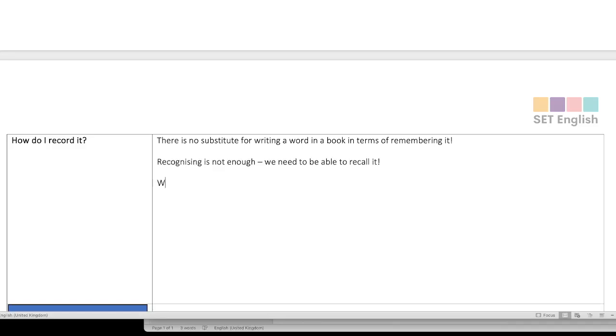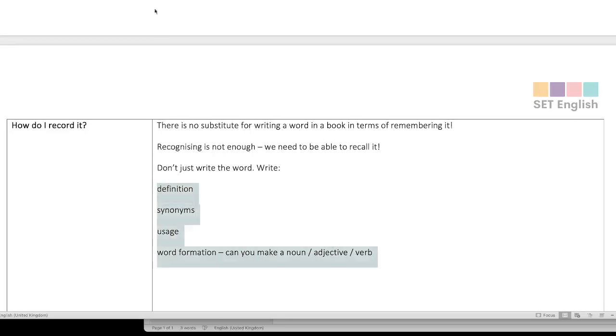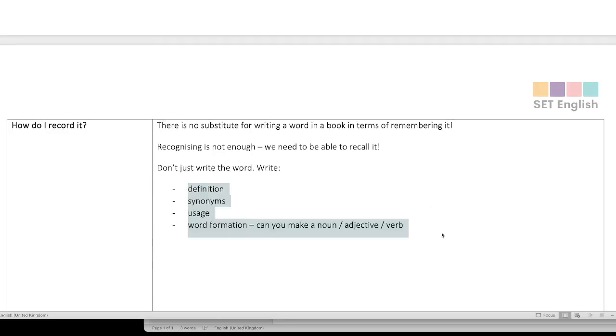Secondly, don't just write the word. Okay, write synonyms. Definition. Yeah, definition, synonyms, usage, and possibly even word formation. Okay, can you make a noun or an adjective or a verb from this word? All right, these are important things to do.